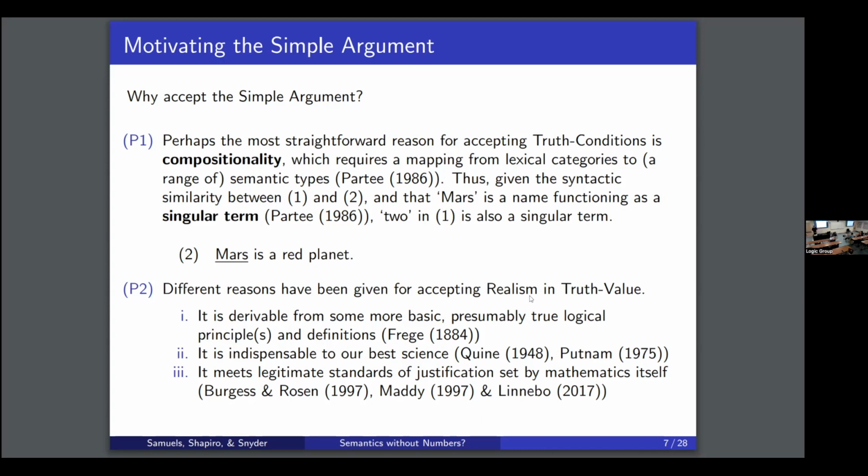So by compositionality, we often infer that 2 in the original sentence is also a singular term. That is, its semantic function is to refer. Okay, so that's maybe the most straightforward argument you can give for the first premise.